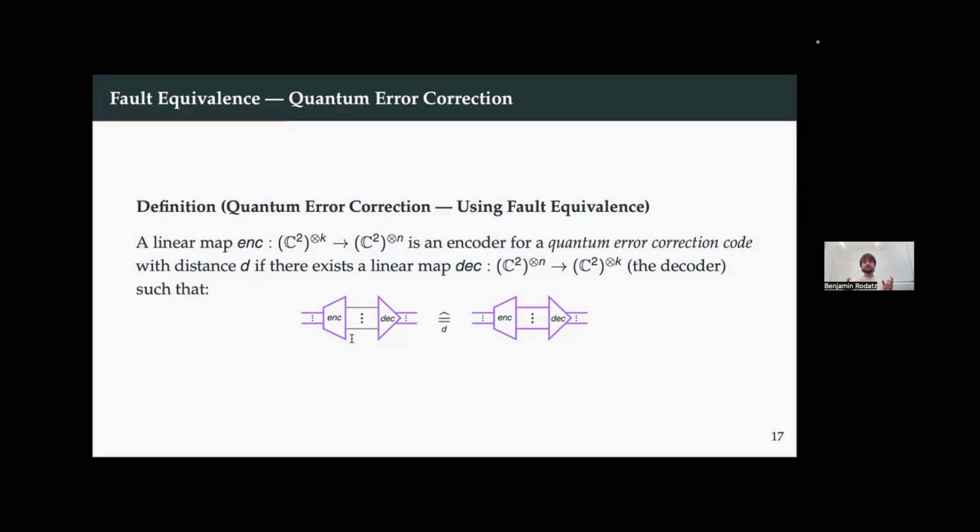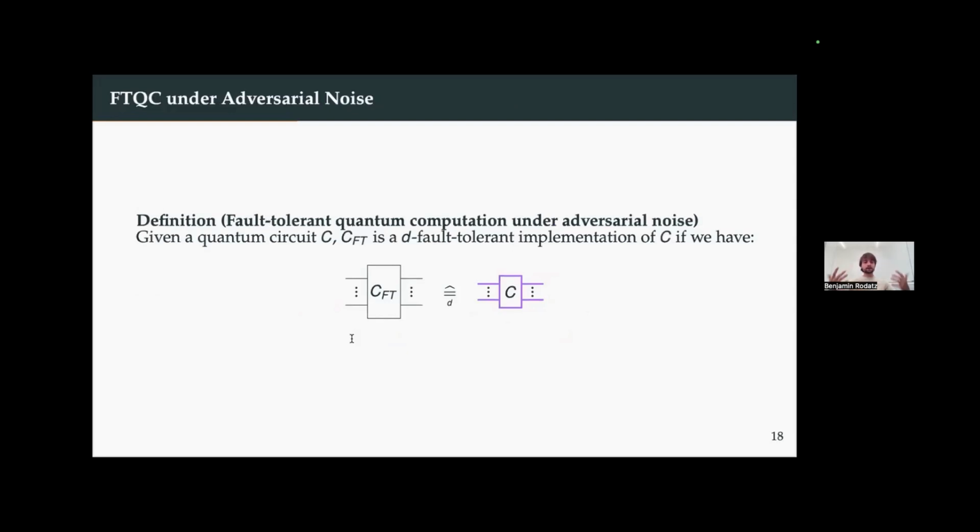Now, if quantum error correction is all about encoding data with redundancy in such a way that errors can be detected and corrected, then we can now give a circuit-centric definition of fault-tolerant quantum computing using fault equivalence, where we say, okay, fault-tolerant quantum computing is all about encoding computation, i.e. circuits, with redundancy in such a way that errors can be detected and corrected.